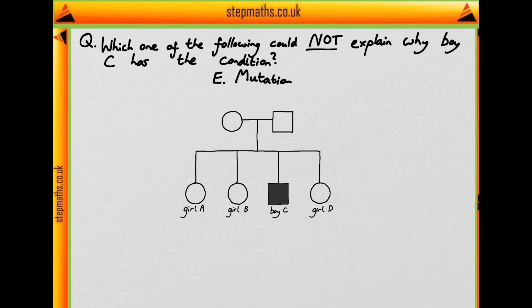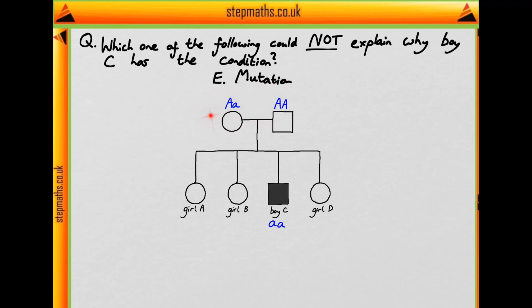So, if now instead this genetic condition is caused by a recessive allele, then we know boy C's genotype must be homozygous recessive. Therefore, even though neither of his parents have the genetic condition, this could arise through mutation in this situation.